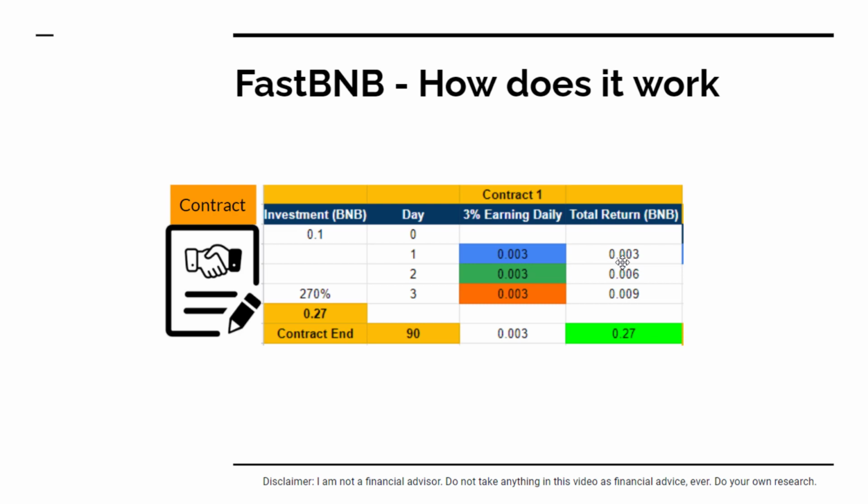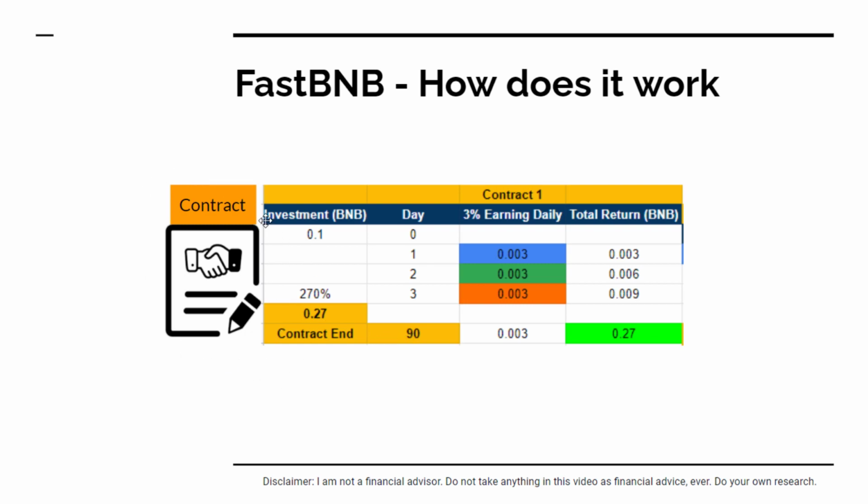So the total return would be 0.003. If you do this for 3 months, which is the end of the contract, and add them all together, it will be 0.27. You start with 0.1, you have a 270% increase, and it will be 0.27 at the end of 90 days. So this is one contract.